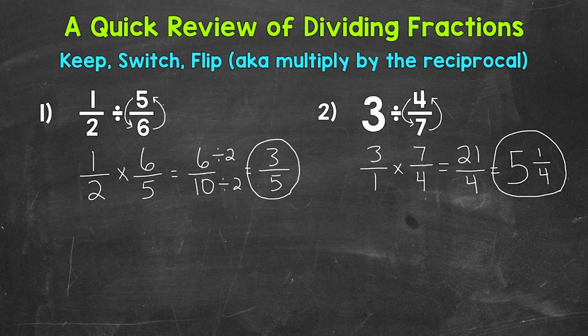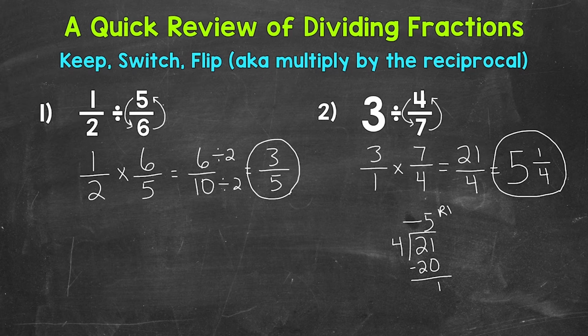Now let me go through how I converted that improper fraction to a mixed number one more time. I'm going to write it out. So we do 21 divided by 4. So how many whole groups of 4 in 21? Well, 5. That gets us to 20. 5 times 4 is 20. Subtract, we get a remainder of 1.